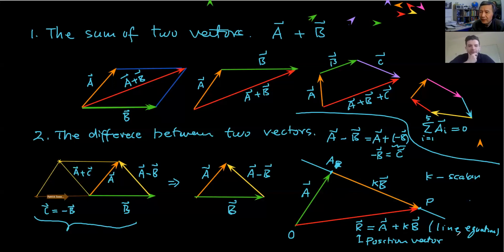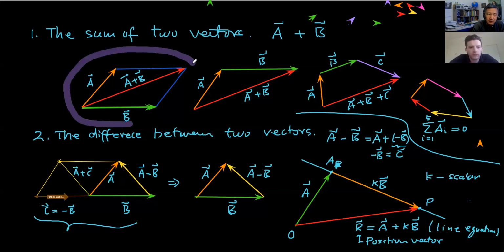The important takeaway from this page is that everything starts from here. We only consider this kind of axiom here. Basically, you have to remember how to find the sum of two vectors. Do you agree?